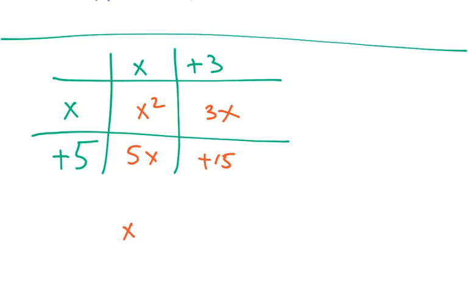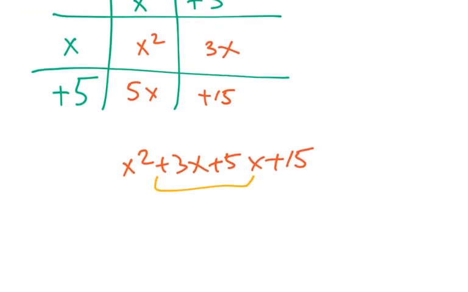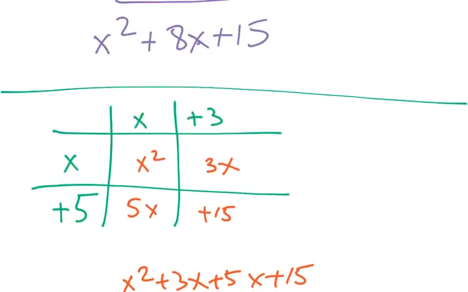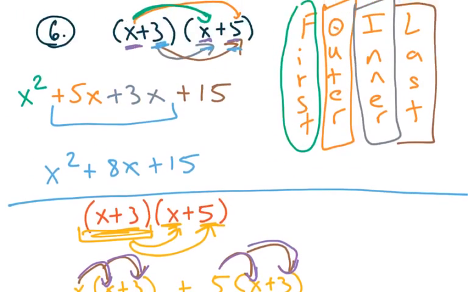So if we put this all together, we get x squared plus 3x plus 5x plus 15. And because the 3x and the 5x match up once more, we get x squared plus 8x plus 15. So three different ways, the same result. I think foiling is the easiest, so I'm going to tend to gravitate towards that.